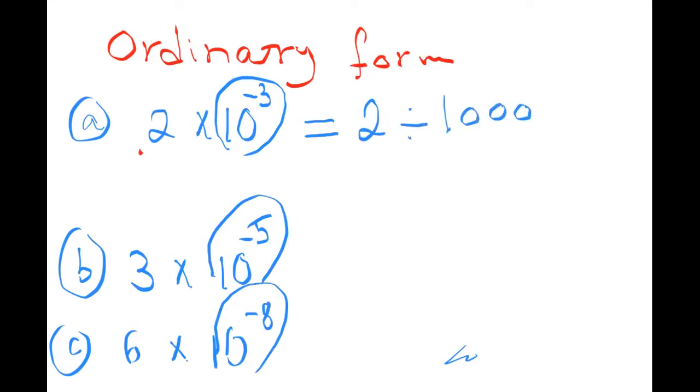Okay, so always if it's a negative power, this means it's a divide. And the power is the number of repeated zeros. So it becomes 0.00. If I divide this, I will move it 3 digits. So it's 0.002. Okay.